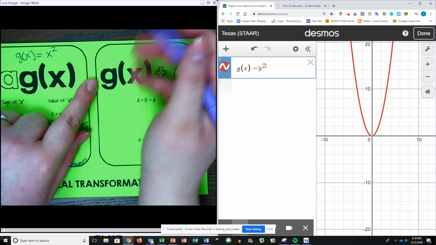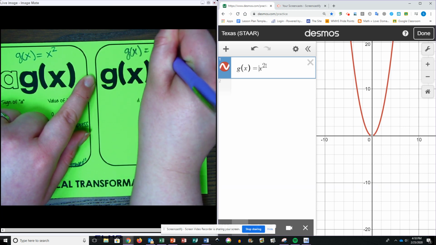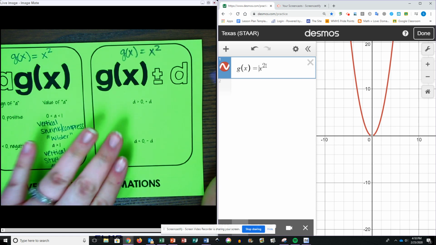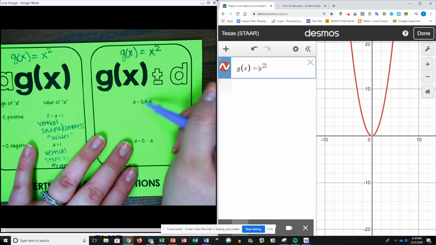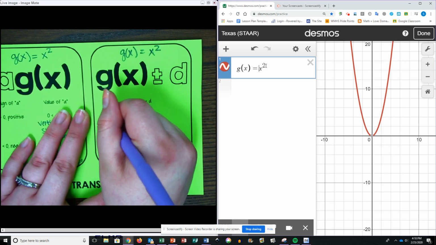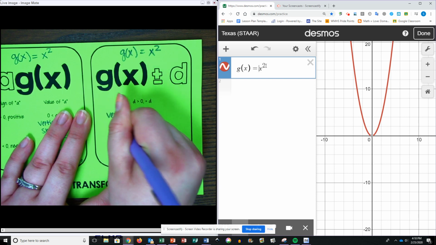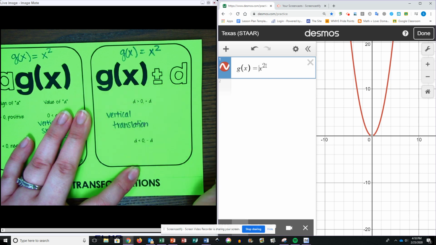Okay. Now, if I look over here on the right side, these are also vertical transformations. Up here, remember that g of x is our parent function, g of x equals x squared. So that's the one that we have up here on the screen on Desmos still. All right, if d is greater than 0, so like if we're adding d, we'll say it's a vertical translation, which means it's going to slide up or down. In this case, it's going to shift up.